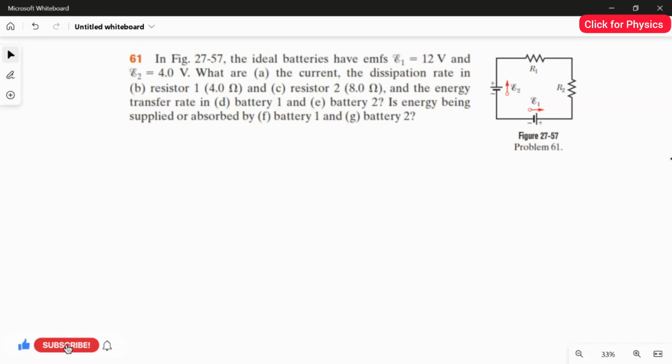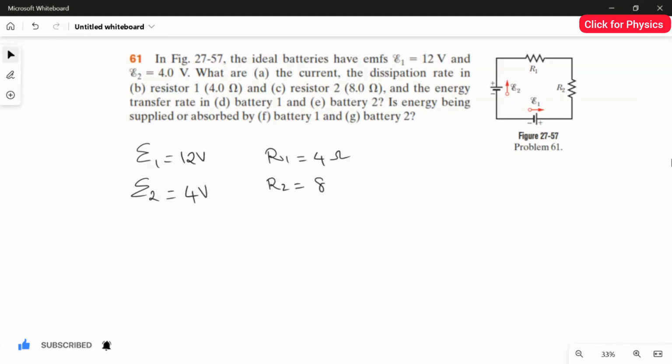So let's start with the given first. So what are the informations given in the question? The EMF value of the first battery is E1 takes the value of 12 volt, and the second battery EMF E2, which is 4 volt, and then R1, which is equal to 4 ohm, and R2, which is equal to 8 ohm.